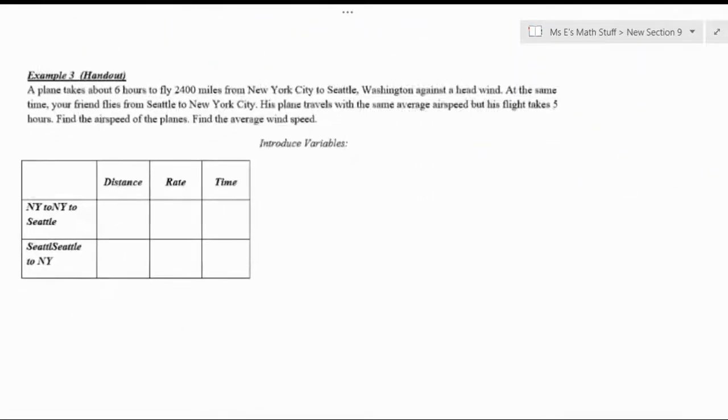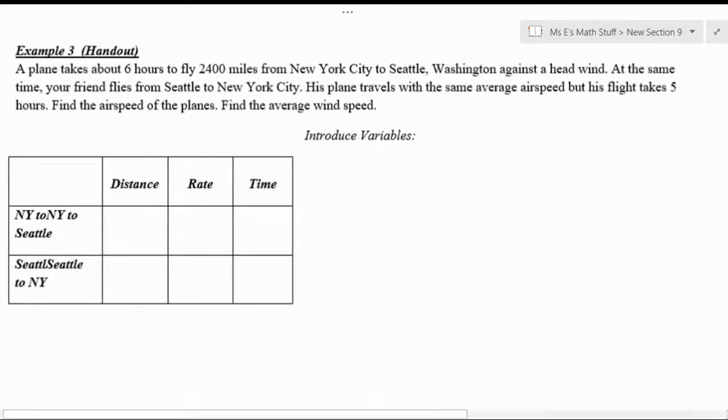Okay, now moving on to example 3, just giving you a little more practice with some story problems. So here we've got a plane takes about 6 hours to fly 2,400 miles from New York City to Seattle, Washington against a headwind. At the same time, your friend flies from Seattle to New York City. His plane travels the same average airspeed, but his flight takes 5 hours. Find the airspeed of the planes and find the average wind speed.